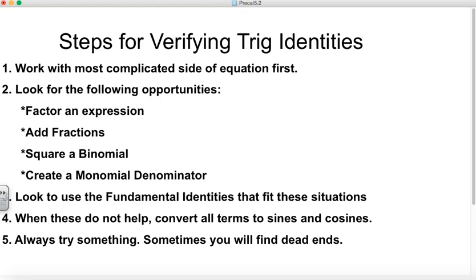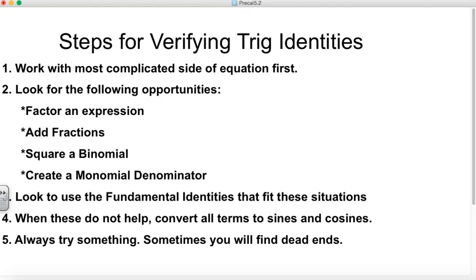Second, you need to look for the following opportunities. So these are things to look for. Look to factor an expression. A lot of times that can help you. If you have multiple fractions on the complicated side, add those together if you can. Square a binomial. Right, so if you've got parentheses with two things in it, and that's being squared, square that out to get rid of the parentheses, and create a monomial denominator.